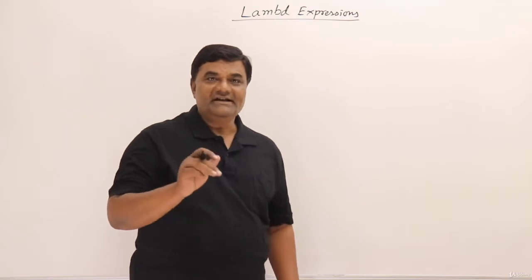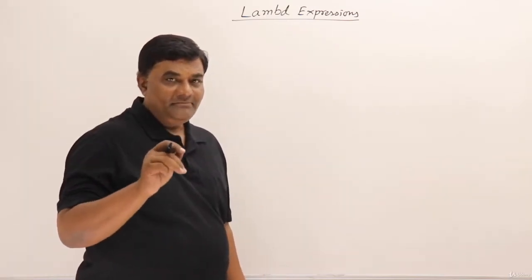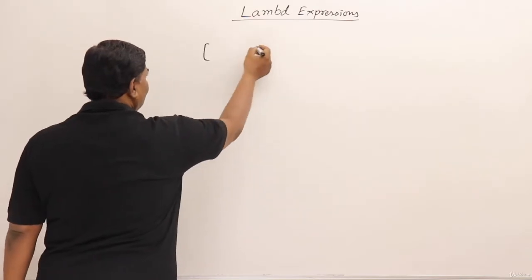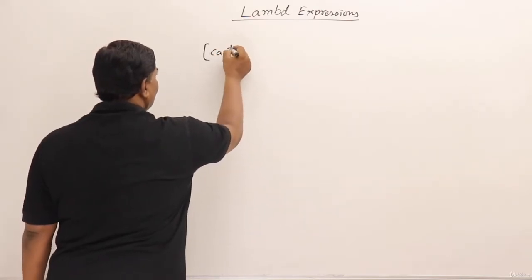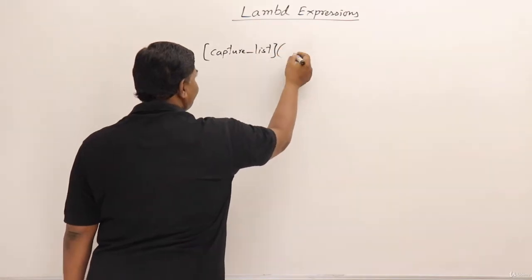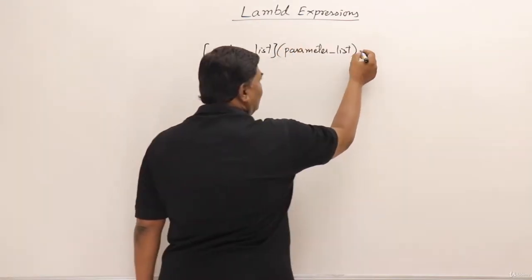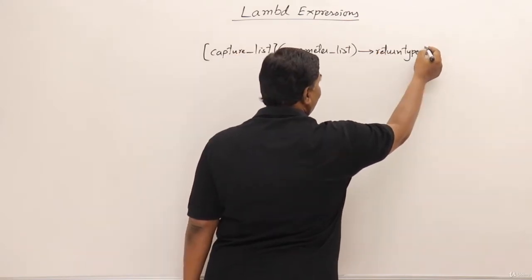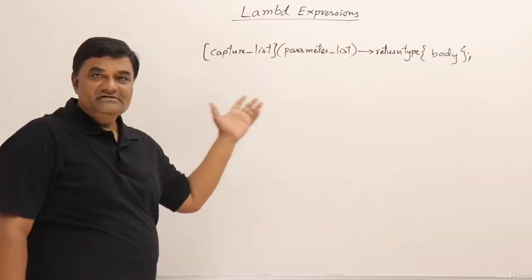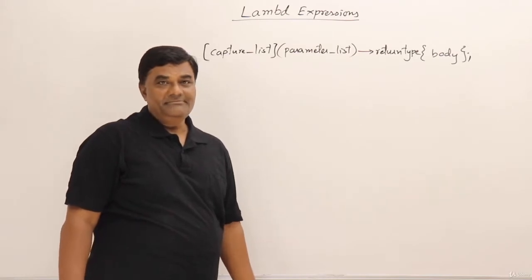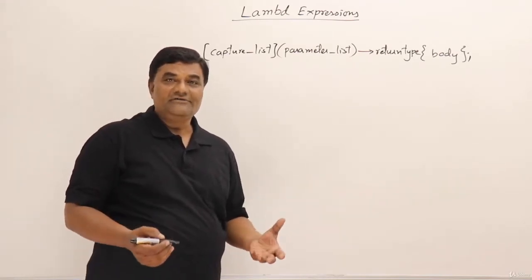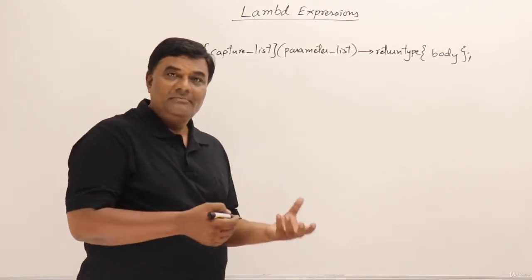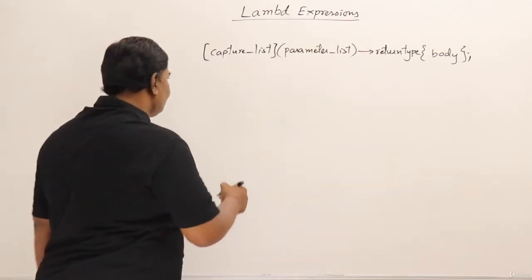So let us see the syntax for defining lambda expression or unnamed function. See, this is capture list, next is parameter list, and if required we can write return type, then body of a function. This is the syntax for writing unnamed function. Let us see how to write the functions, how to call these functions, what is the use and how powerful they are.